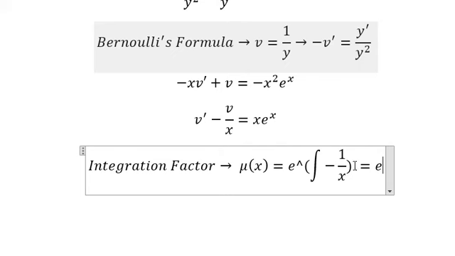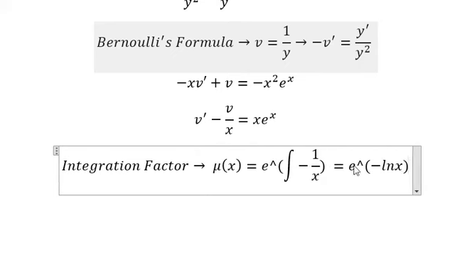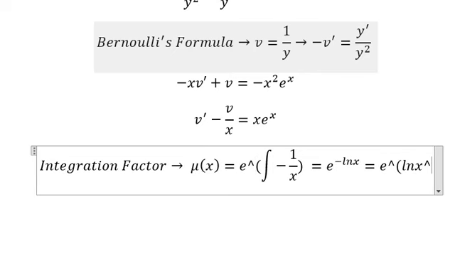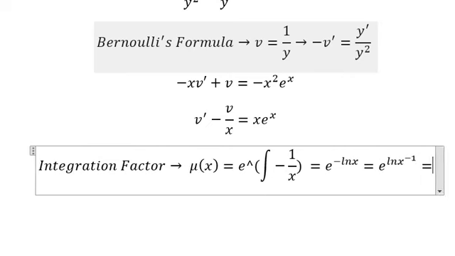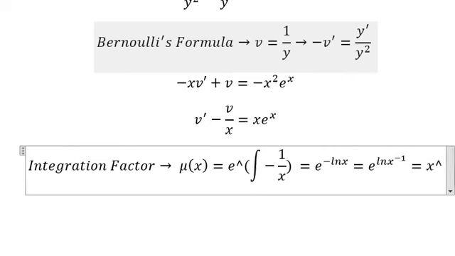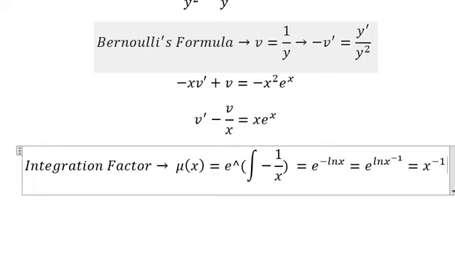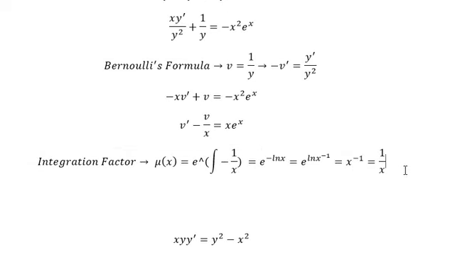So we get e to the power of negative ln of s, and we can put e to the power of ln s to the power of negative 1, and we get s to the power of negative 1, and we can put 1 over s. That means we multiply both sides by 1 over s.